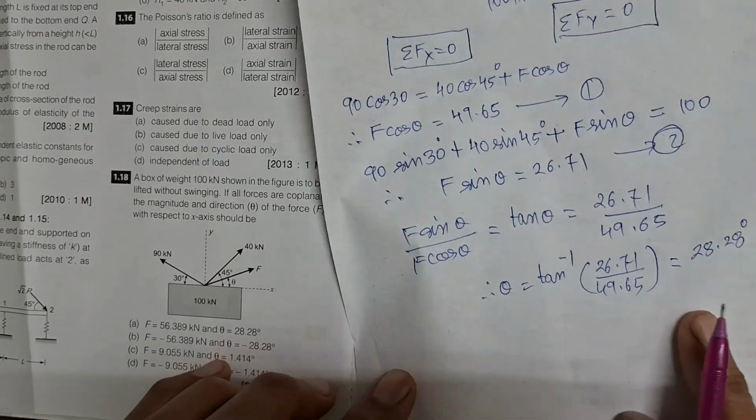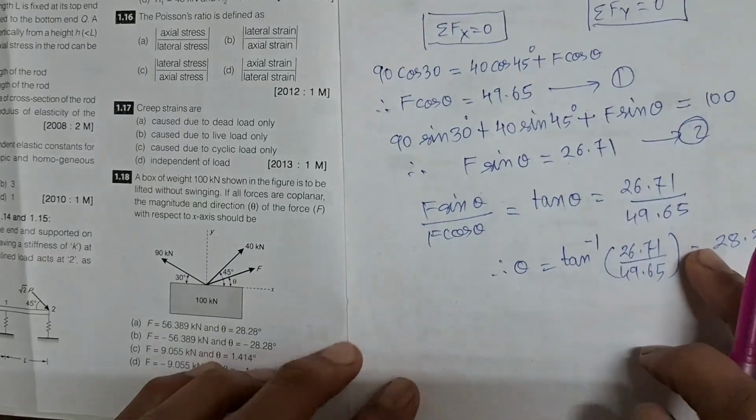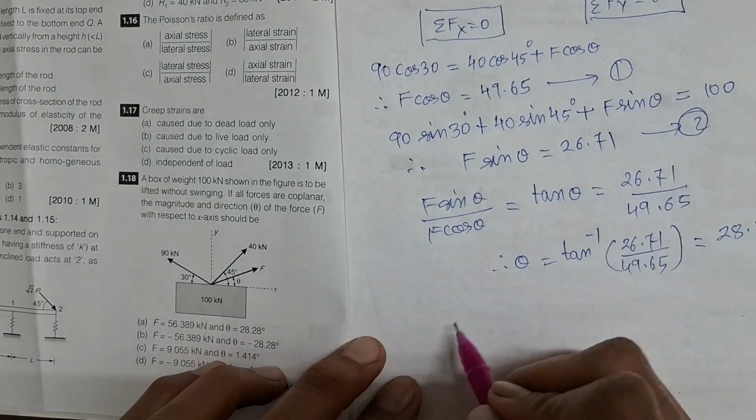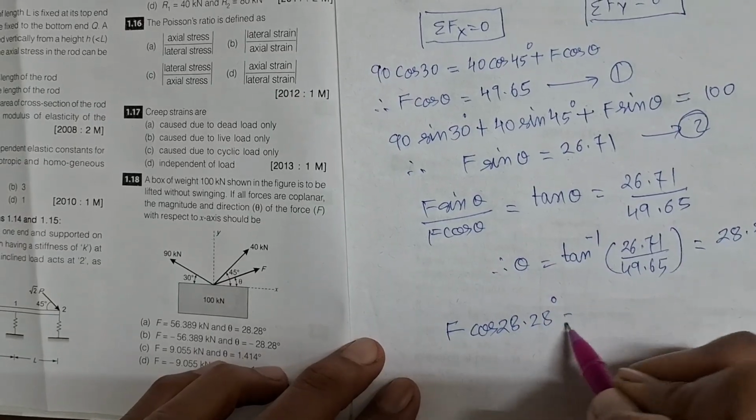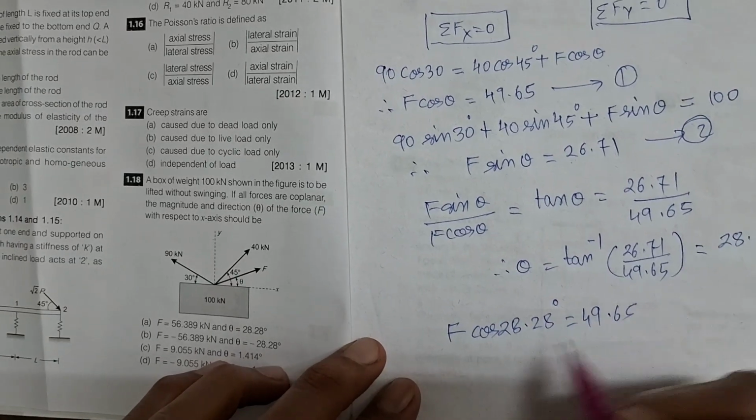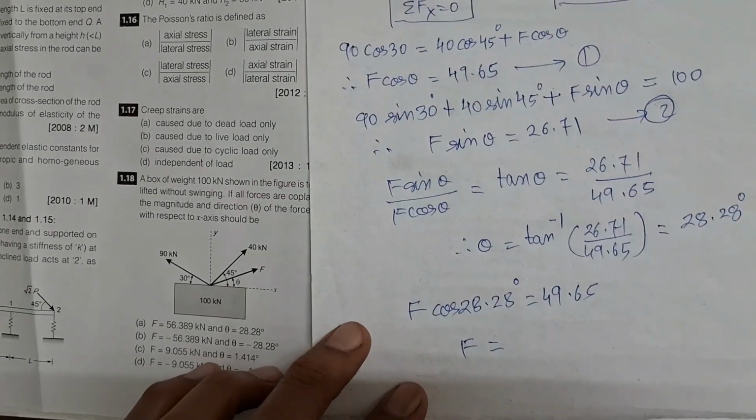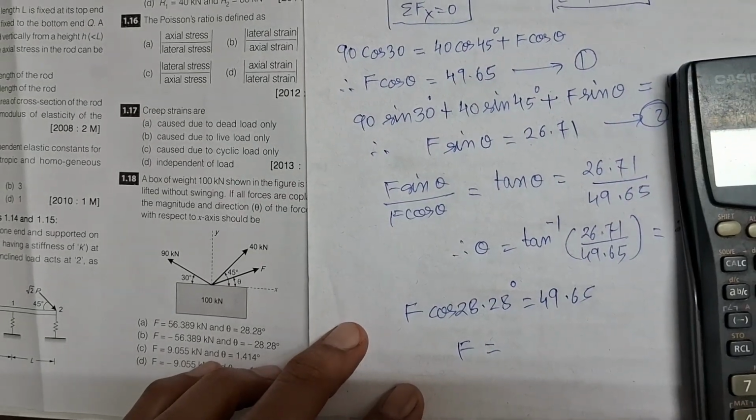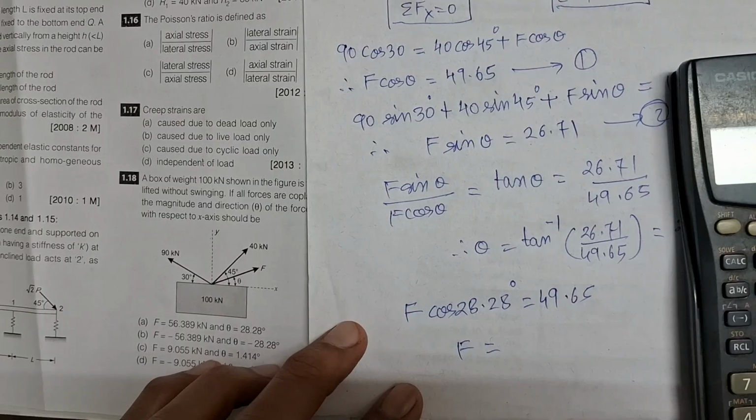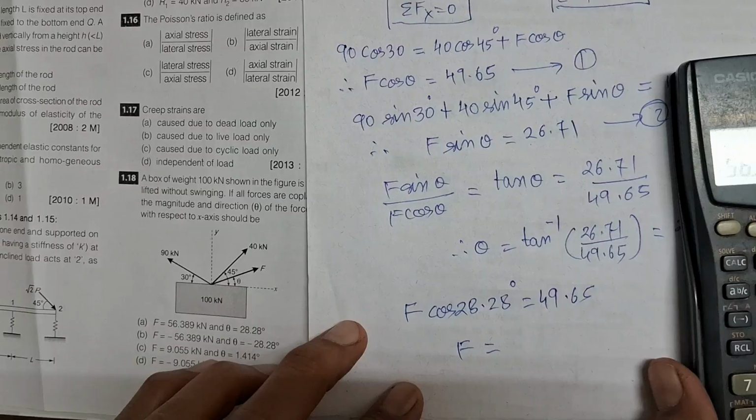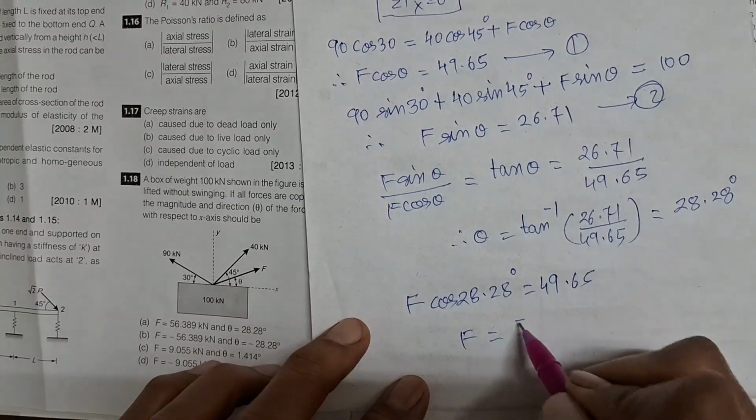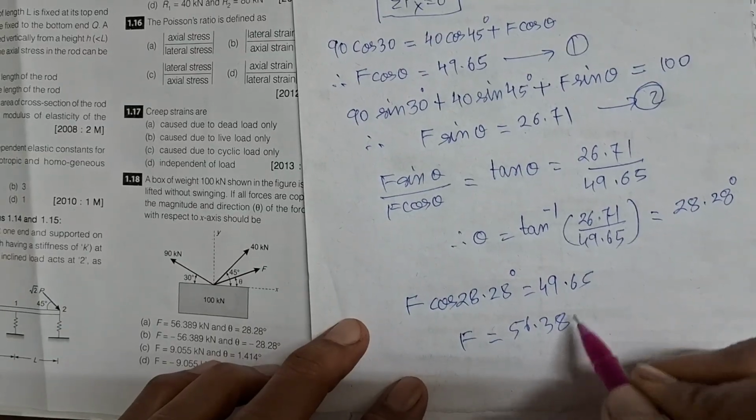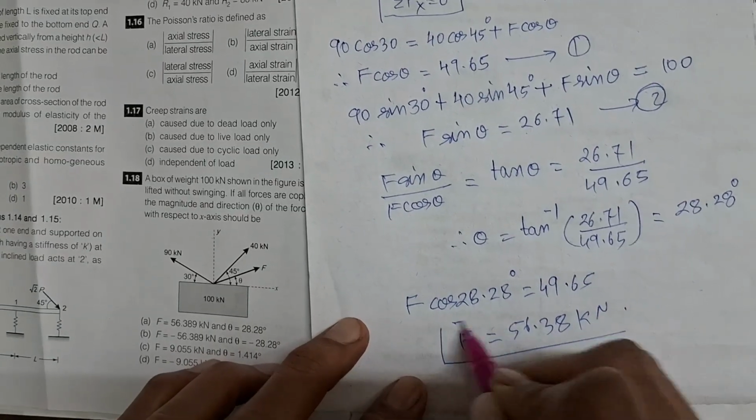Now substitute the value of theta in either equation 1 or 2, and we will get the value of F. So F cos 28.28 degree is equal to 49.65. What is the value of F? F is equal to 49.65 divided by cos 28.28 degree. So we will get the answer 56.38 kilonewton.